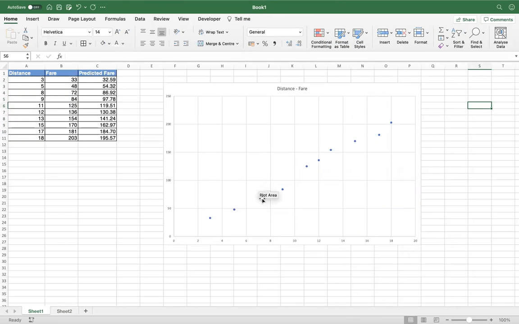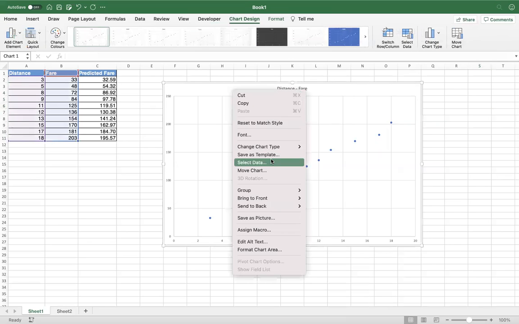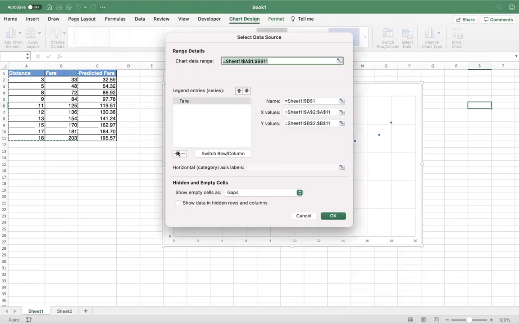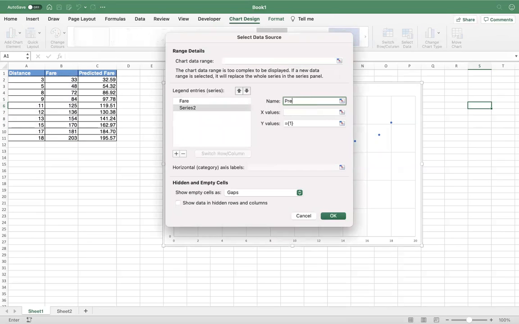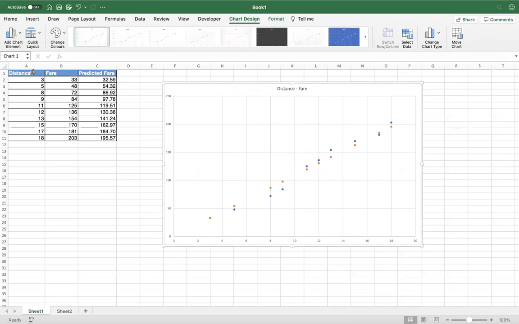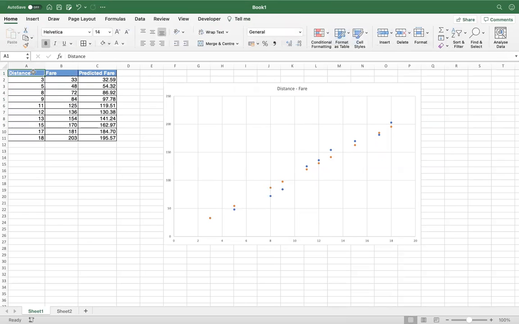The main idea, in order to make a better prediction, is that we should definitely know the relationship between our fare and distance. I'll tell you what I mean. For example, let me add my predicted fare here. I make the series as predicted fare, my x is the distance that I travel, and my y is the predicted fare. You can see the orange dots are our predicted fare, and our blue dots are our actual fare.